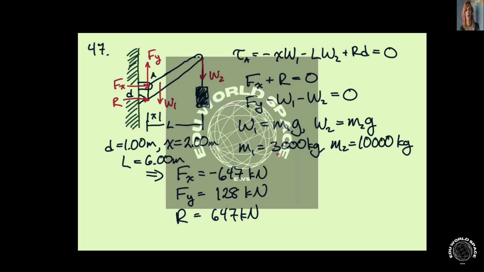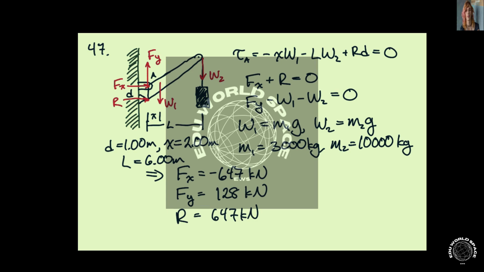Here we have a crane that weighs 3,000 kilograms, and it's picking up a load that weighs 10,000 kilograms. So here's the load from the cable at the end of the crane. The crane is attached to a wall here and is pivoted about this point A, and then there's a reaction force here that's only in the horizontal direction at this point down here, so that it prevents it from rotating.